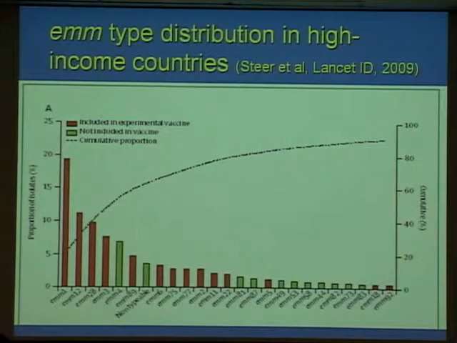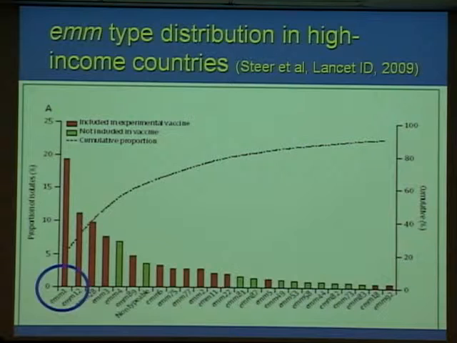The ones in red are those included in the vaccine that is undergoing clinical trial right now. Okay? And obviously, they chose the EMM types that are represented among the common EMM types in developed countries, high-income countries, right? So this is in high-income countries.